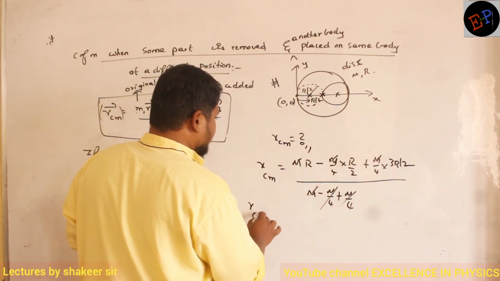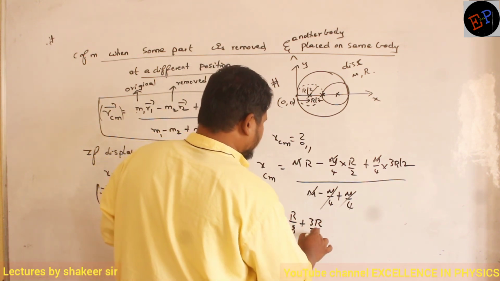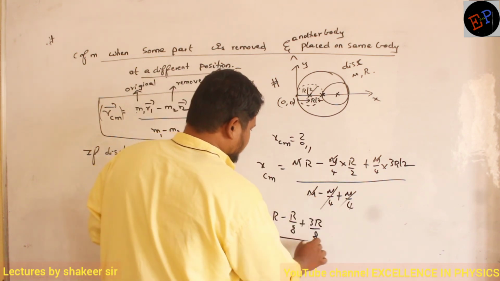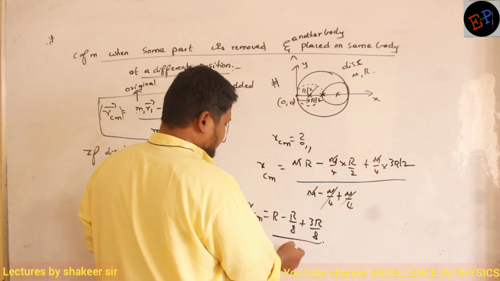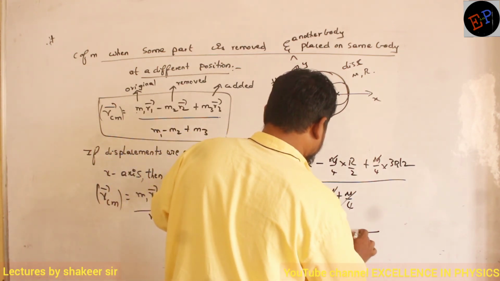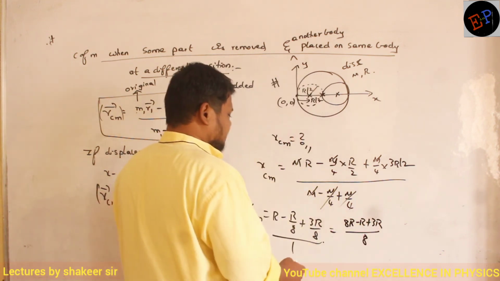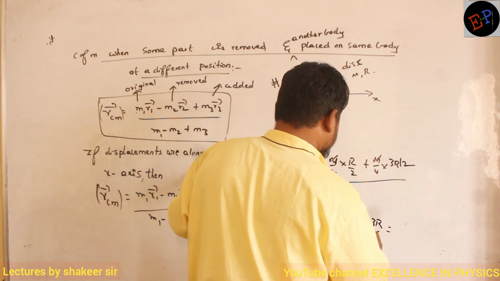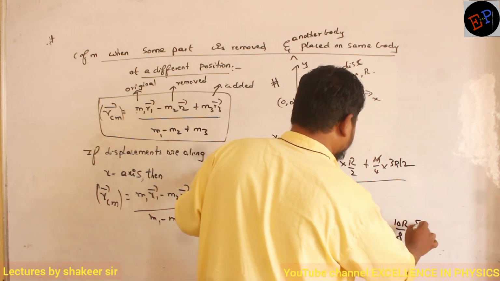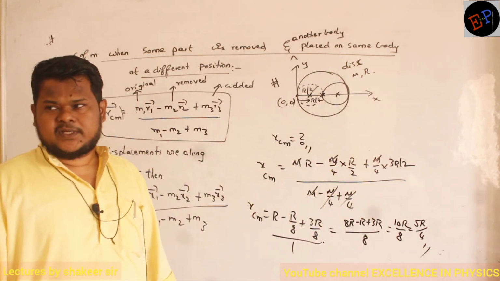Therefore x center of mass is R minus R by 8 plus 3R by 8, divided by 1. Clear? So take LCM of 8. Therefore 8R minus R plus 3R, divided by 8. How much is that? 10R divided by 8, and 10R by 8 is 5R by 4. That is my answer.